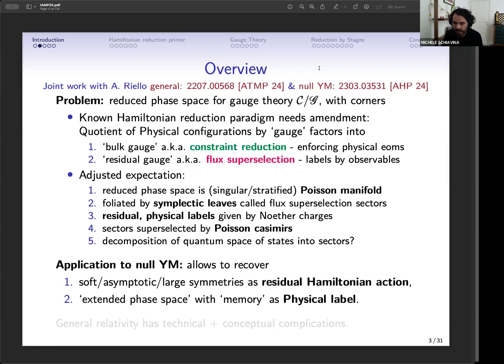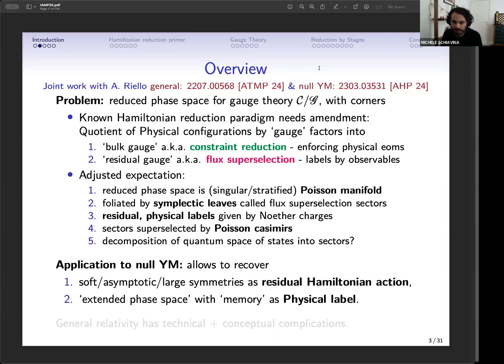I want to focus this application, to specify this general picture to the case of Yang-Mills theory, where I select a null hypersurface with boundary. Because this is going to allow us to recover certain aspects of a discussion that appeared, when was it, 10 years ago, perhaps 15 years ago, that somehow identifies certain symmetries as residual.